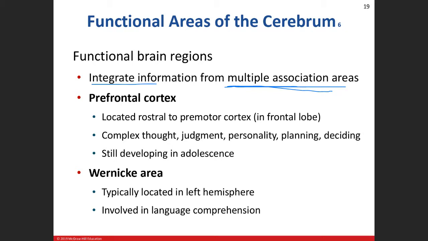So when we're talking about the prefrontal cortex and the premotor cortex, the prefrontal cortex is in front, anterior or rostral to the premotor cortex. This is where we're going to see a lot of that higher order functioning like I was talking about before: decision making, personality, conscious thoughts, critical thinking. All of that is going to be located in the prefrontal cortex.